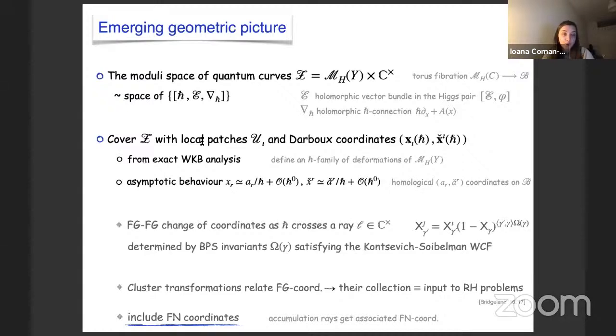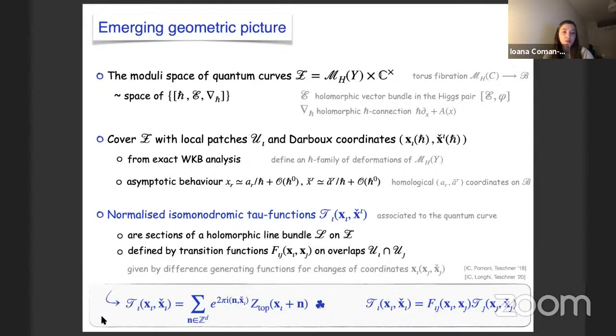I have shown a parameterization of the space in terms of local patches, which admit Darboux coordinates, which can be determined using exact WKB analysis, and which are asymptotically related to the homological coordinates on the base of the Hitchin fibration. When they are of Fock-Goncharov type, they can be identified with Voros symbols, and changes of coordinates are given by cluster transformations, which are determined by the Donaldson-Thomas invariants. And then I argued that from the perspective of the topological string, when considering the collection of cluster transformations relating the different sets of coordinates, one should take into account also the Fenchel-Nielsen type.